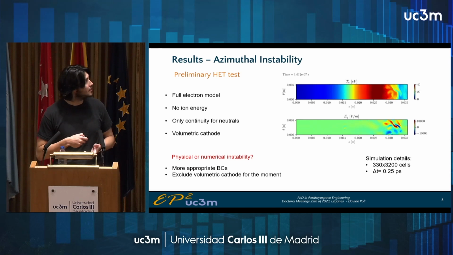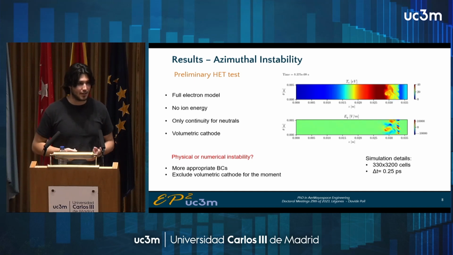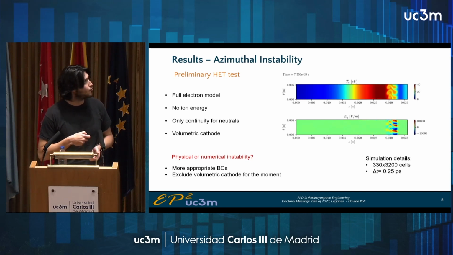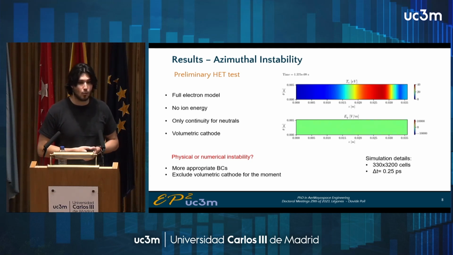So this is the electric field in the azimuthal direction, and this is the electron temperature, where the instability is particularly visible, but it also affects density, of course, and velocities. But is this a physical or a numerical instability? I still don't know yet. I have to do more testing, more appropriate boundary conditions, and something that I will do is to exclude the volumetric cathode and use a planar cathode, shrinking the domain up to here, so that I can compare this model with the global stability analysis performed by Enrique.